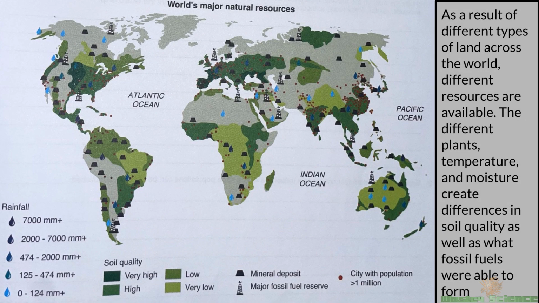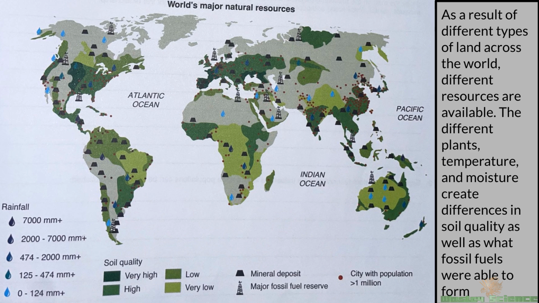What does this all mean? This means that these different types of land yield different resources that we as humans are very interested in having. If we look here, this little black trapezoid, those represent mineral deposits, and you can kind of see that they're all around despite whatever type of land that you see.